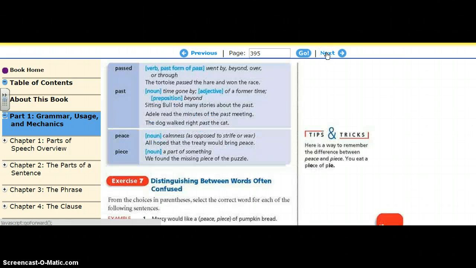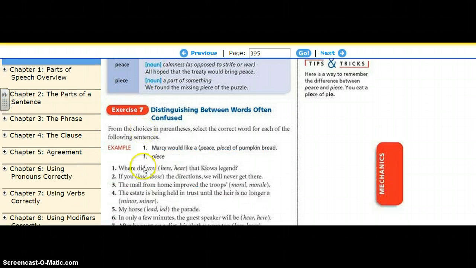On page 395, we have past and past. This has been an issue for some of you in your writing. And then we have piece and piece.